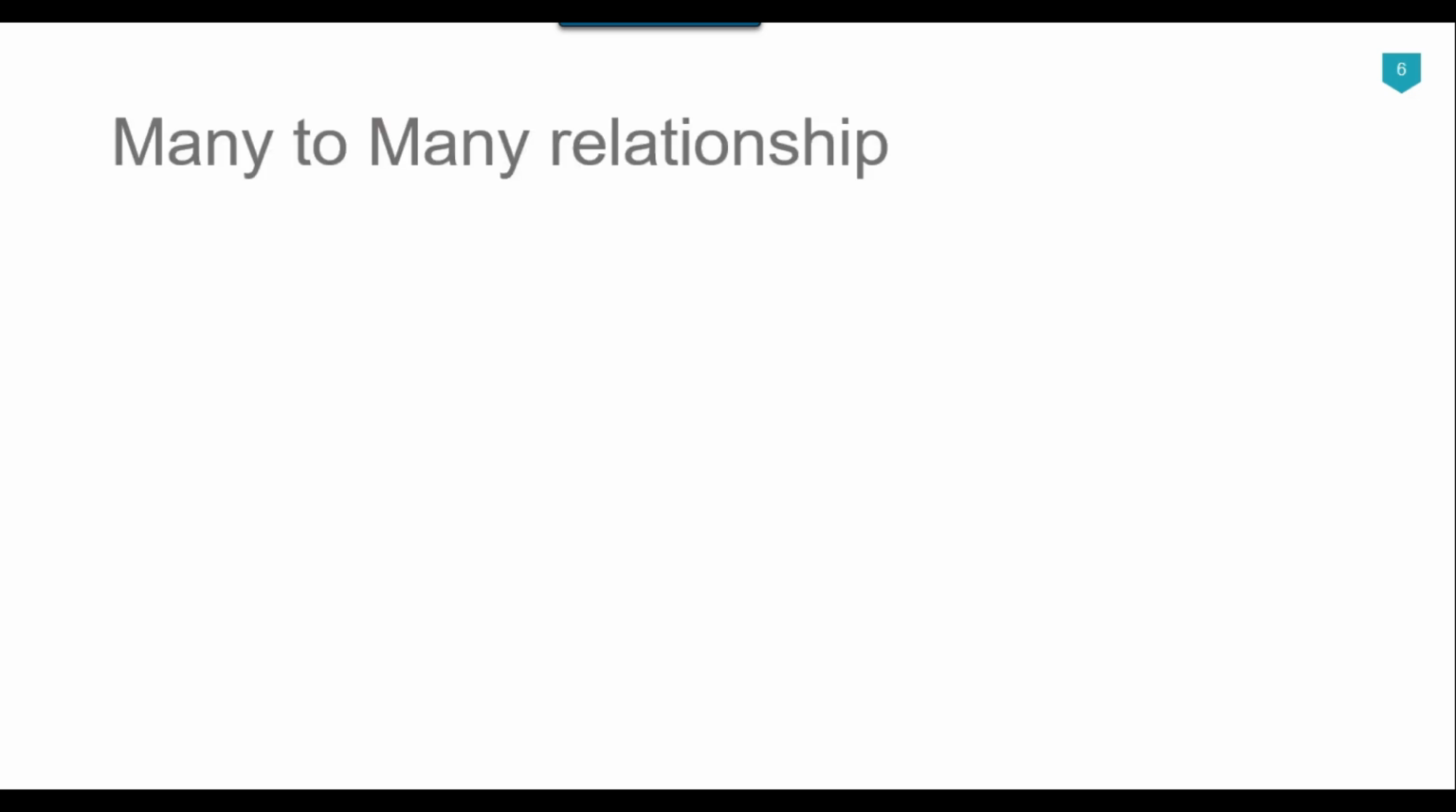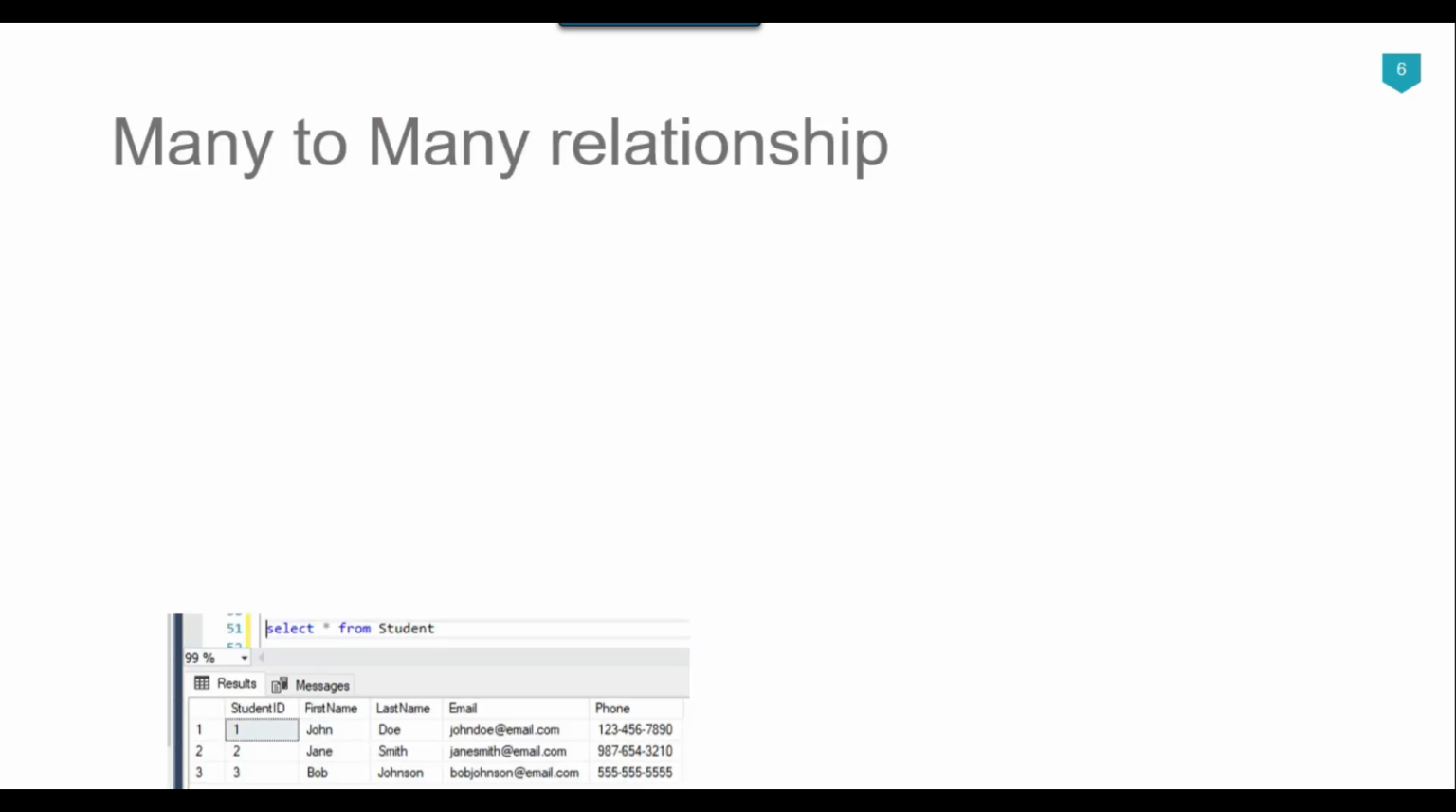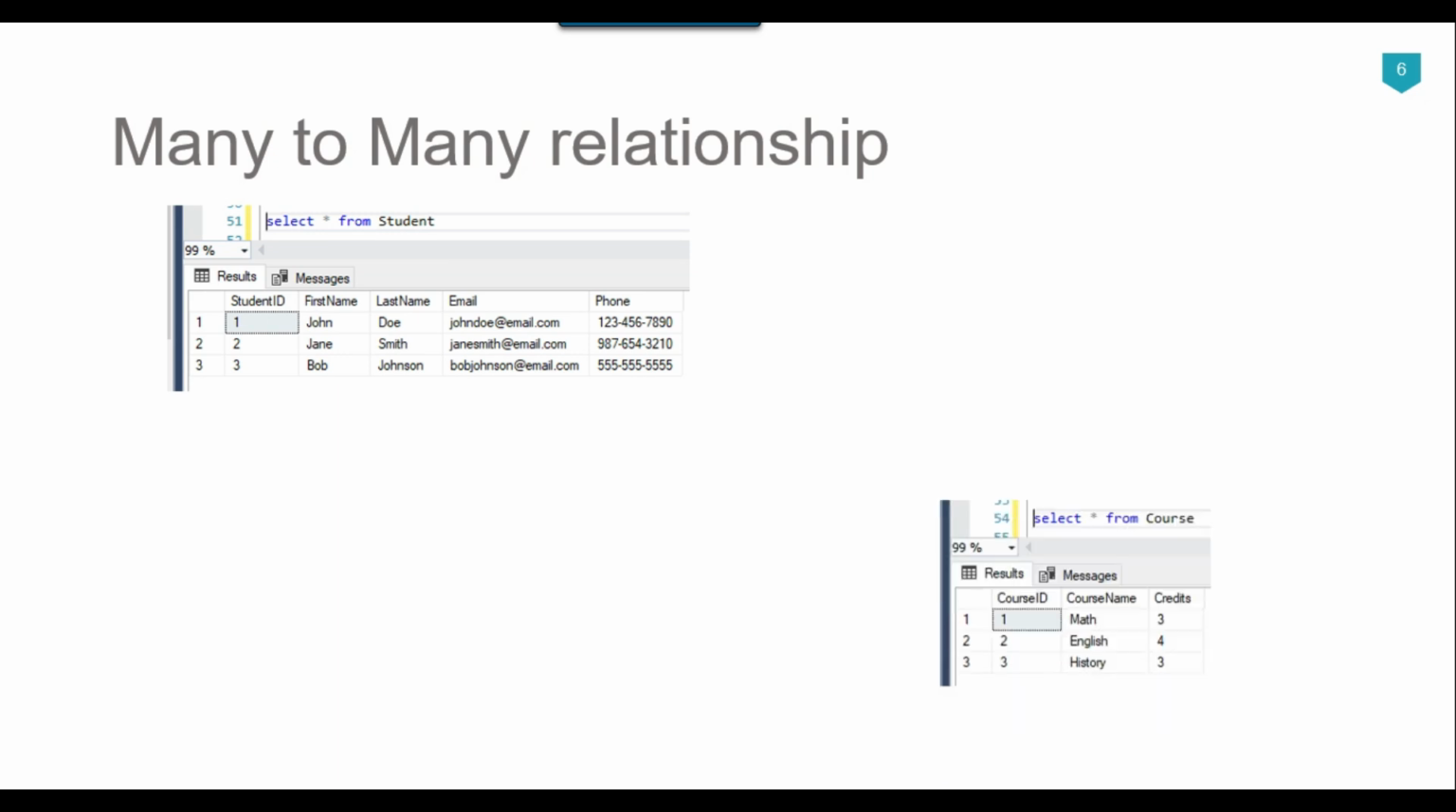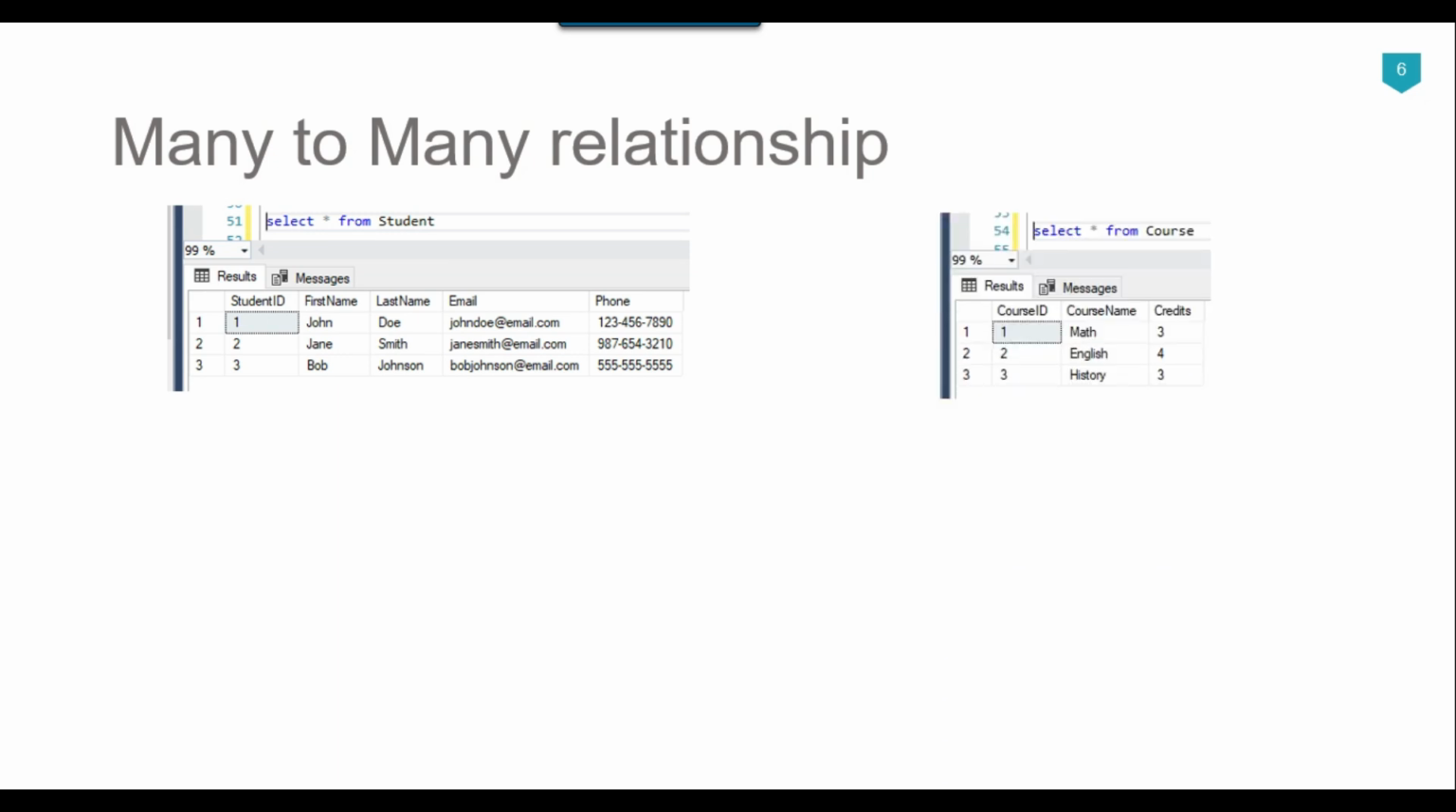The third type of relationship is the many-to-many relationship. What happens in a many-to-many relationship is that many records from the first table are associated with more than one record in the second table. You can see the two tables here, the student table and the course table. Multiple students can be enrolled in multiple courses, and a course can be associated with multiple students. So this is an example of a many-to-many relationship.